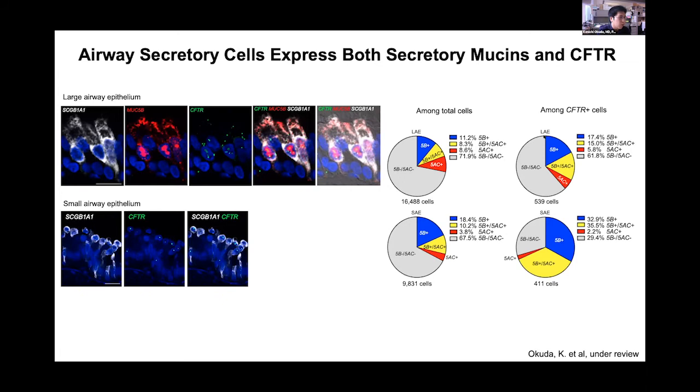In large airways, about 35% of CFTR positive cells also express 5B or 5AC. And in small airways, this increases to about 70% of CFTR positive cells expressing either 5B or 5AC. So these data suggest that, at least in terms of expression, secretory cells which express secretory mucins also express CFTR.